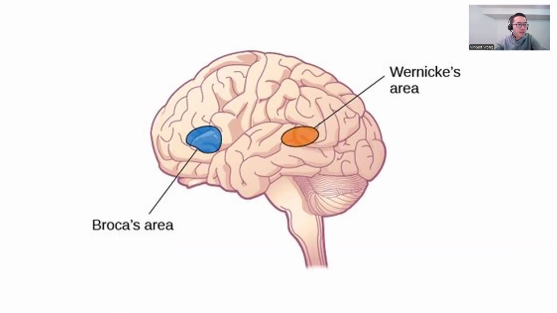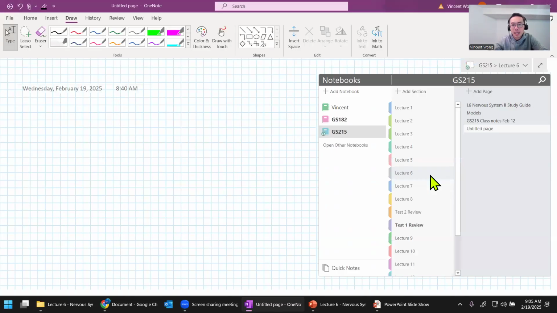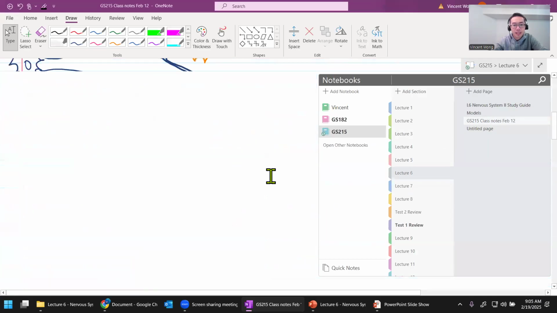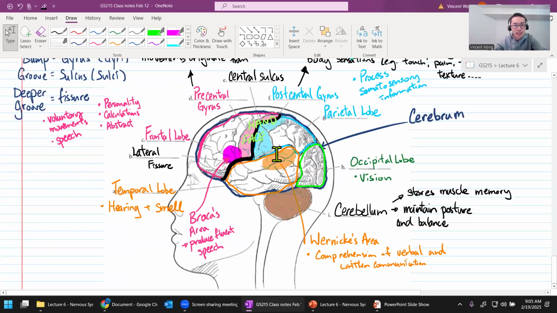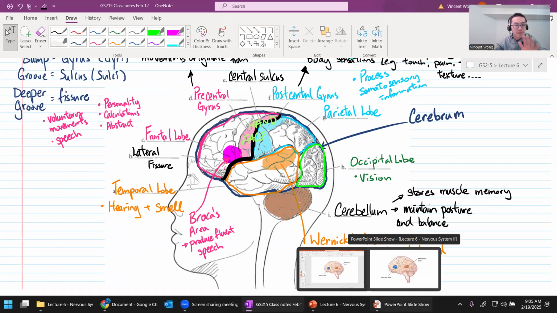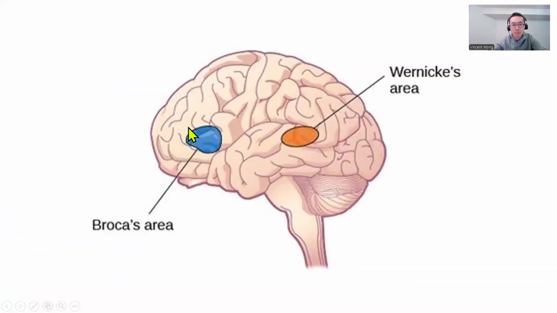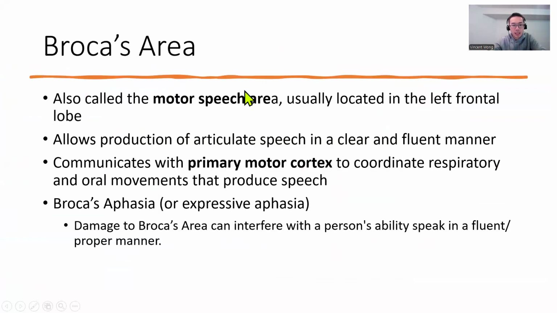We labeled these on the brain last time. Right here, I think we labeled it, yeah, right there. So that's the Broca's area, that's the Wernicke's area. They are typically located on the left side of the brain for most people. And the two areas are important for allowing communication between people, between humans.